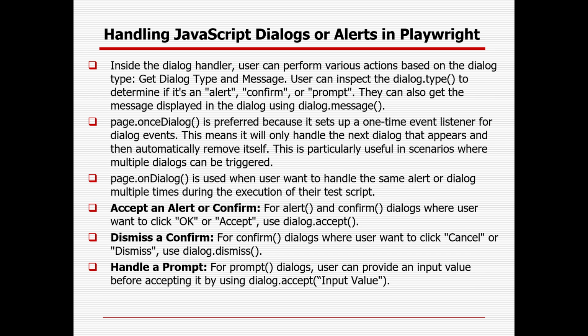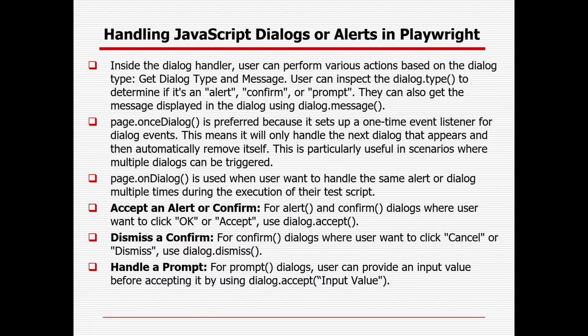So inside the dialog handler, the user can perform various actions based on the dialog type. You can get the dialog type and message. The user can inspect dialog.type to determine if it's an alert, confirm or a prompt. They can also get the message displayed in the dialog or alert using dialog.message.